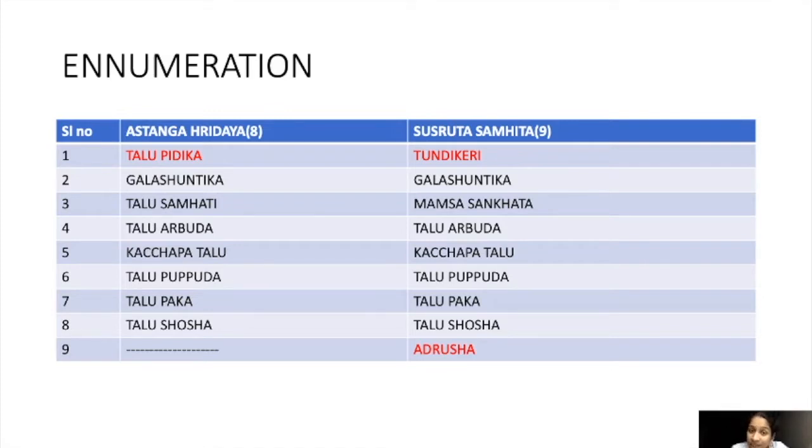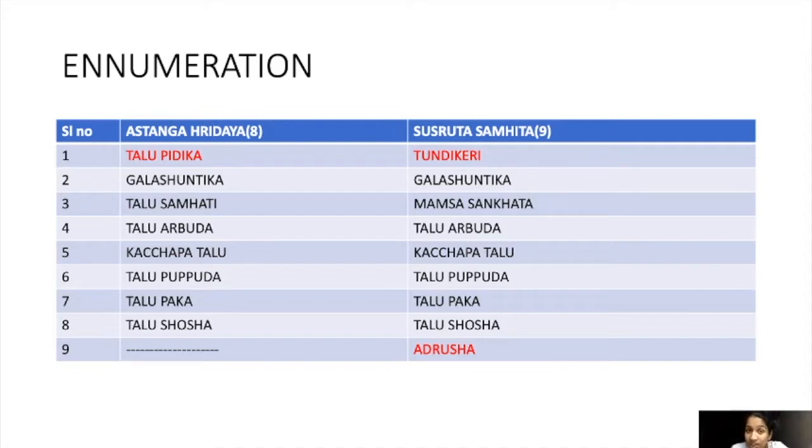So you can see the difference. I highlighted that with the red color. In Ashtanga Hridaya, Talu Pidika is mentioned, which is not mentioned by Susruta Samhita, and in Susruta Samhita the other 2 extra diseases mentioned are Tundikeri and Adrusha. Tundikeri is mentioned in Ashtanga Hridaya under Kandha Rogas, not in Talu Rogas, but in Susruta Samhita Tundikeri is mentioned under Talu Rogas. So these are the enumeration of Talu Rogas.